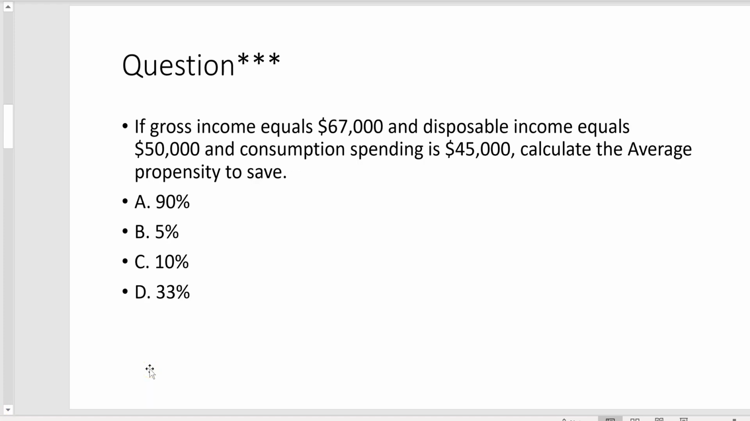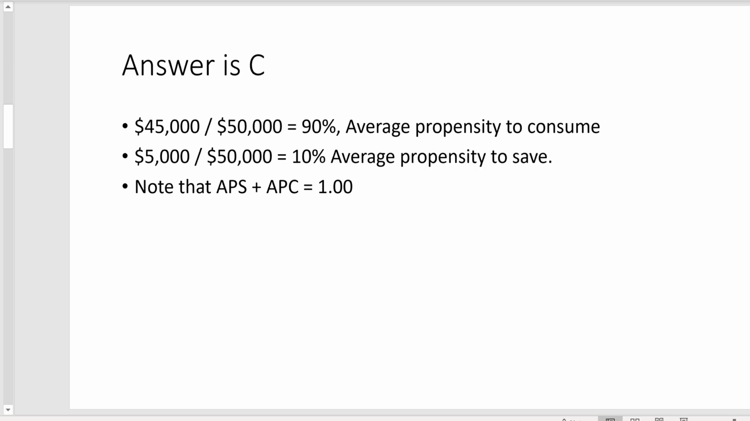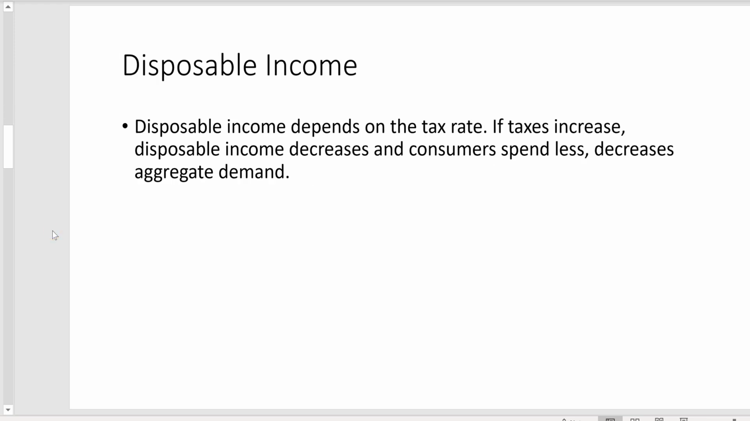If they would have asked for the average propensity to consume, then you would have taken 45,000 over 50,000 and you would have got 90%. So you've got to just be aware of what they're asking for. And note that APS plus APC equals 1, or 100%. Let's be aware that disposable income depends heavily on the tax rate. If taxes were to increase, disposable income would decrease and consumers would spend less, and that would decrease aggregate demand.